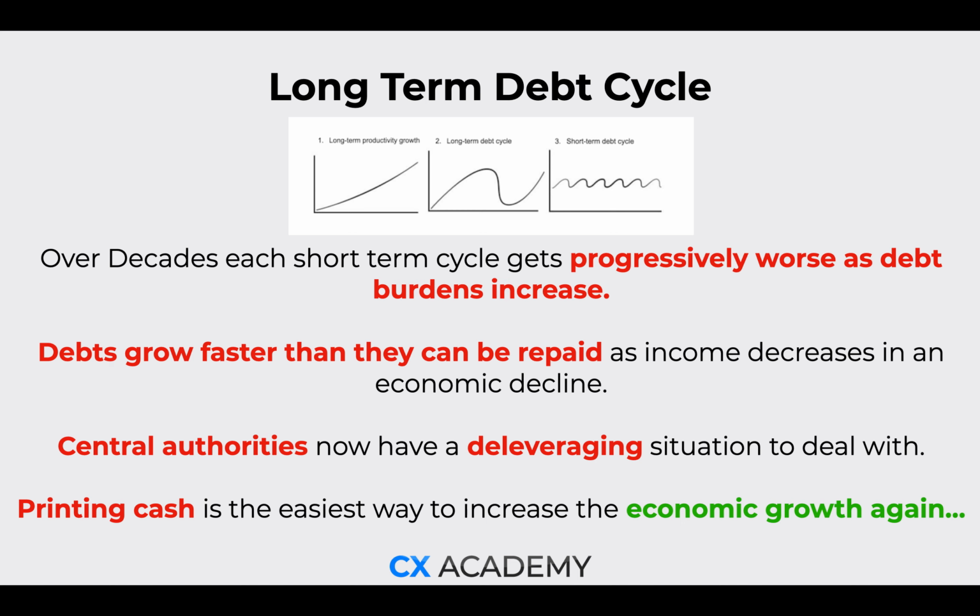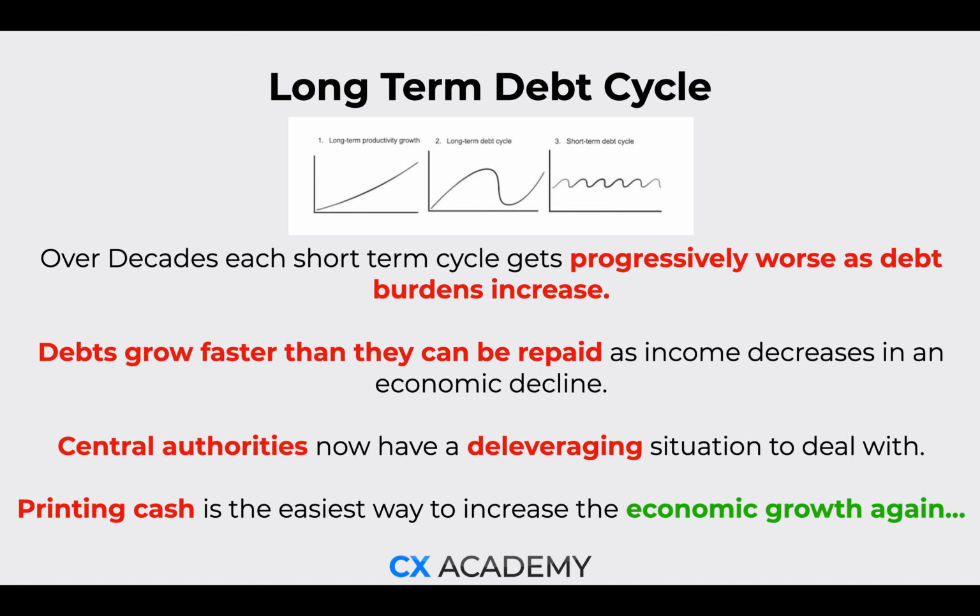Okay, and central authorities now have a deleveraging situation to deal with. Now, in a short-term debt cycle, very simply, the banks can cut their interest rates all the way down to zero, and all of a sudden people want to start borrowing again, and it provides the instant stimulus, and the cycle briefly recovers.